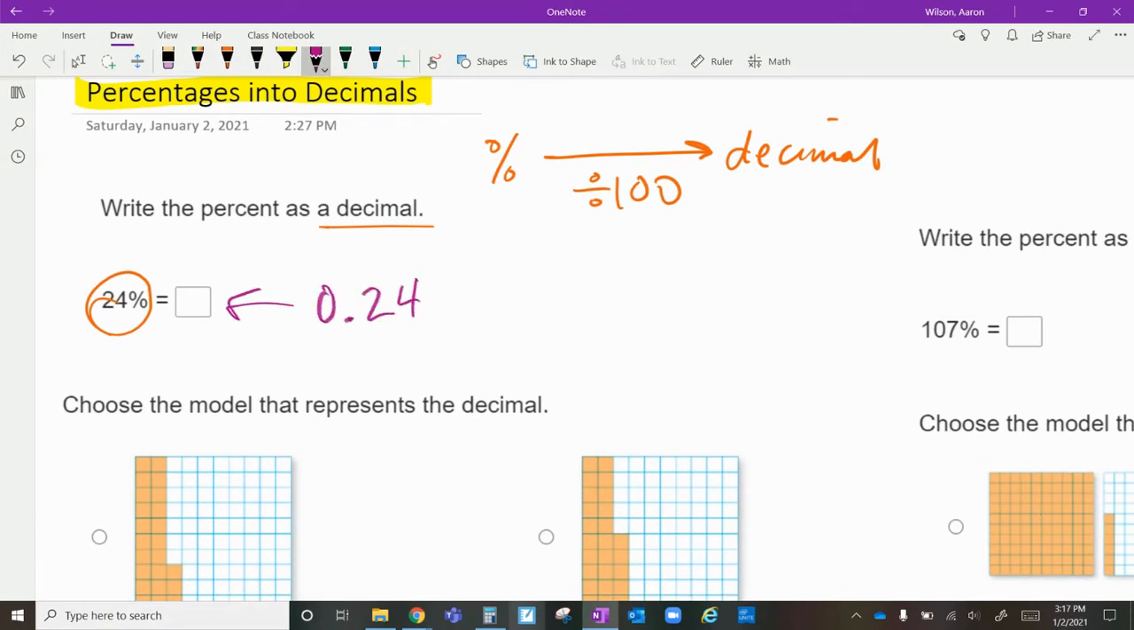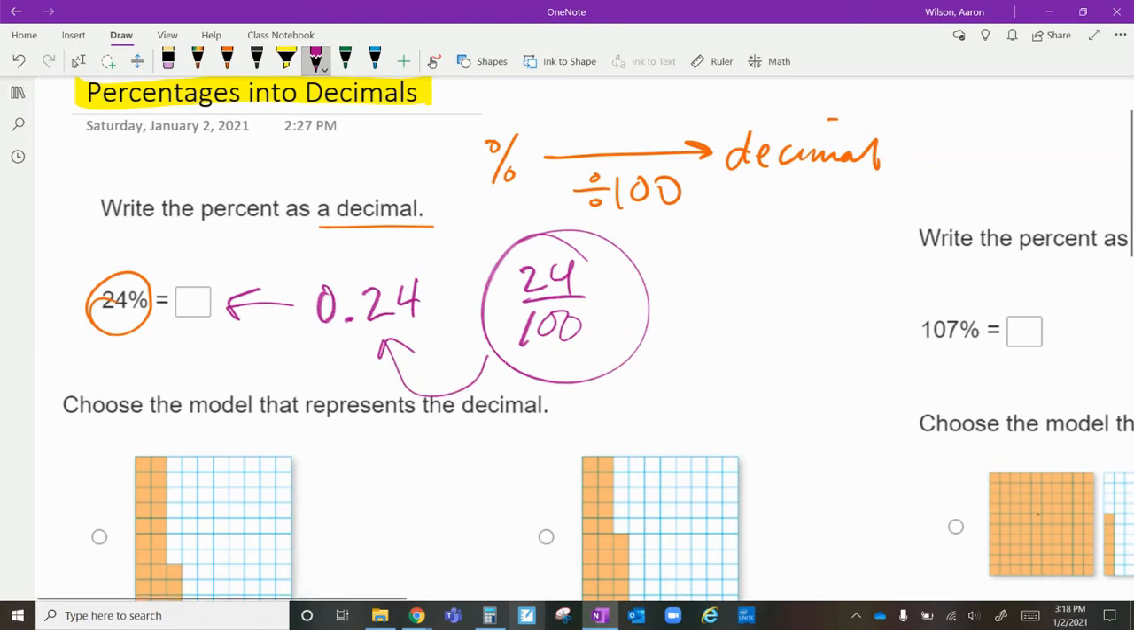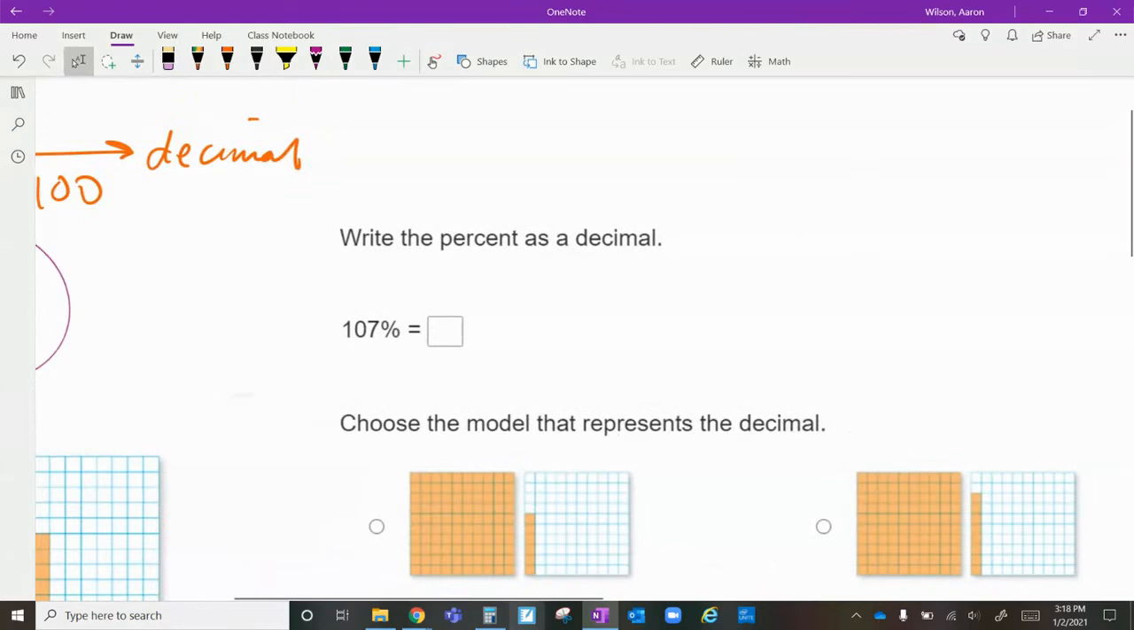So another way to remember this is that percentages are always out of 100. So if you take the 24% and write it over 100, I know that's a fraction, but how do you read that fraction? You read this fraction 24 hundredths. Well, how do you write 24 hundredths in decimal form? It's right there, 24 hundredths. On into the next one.